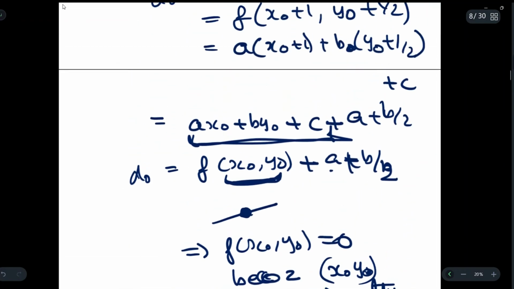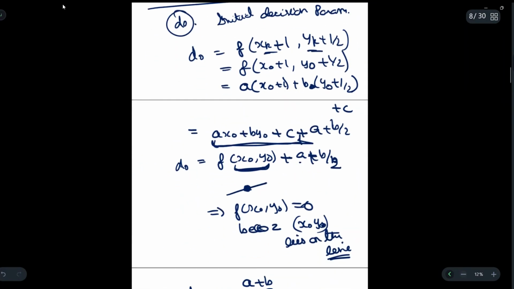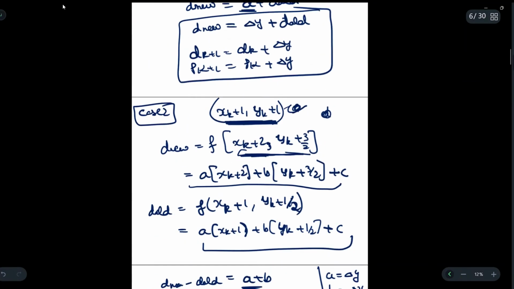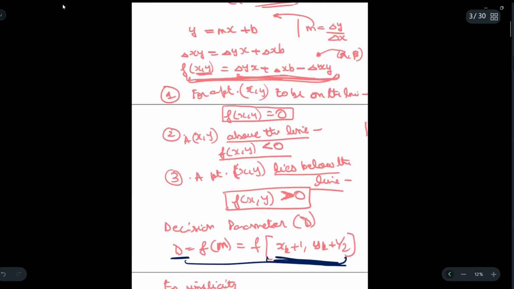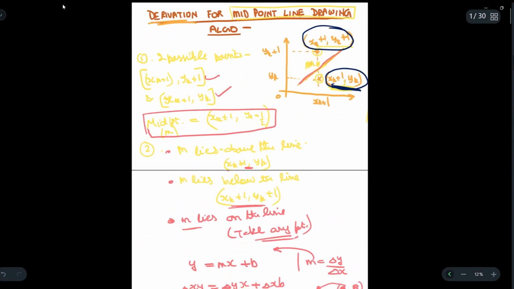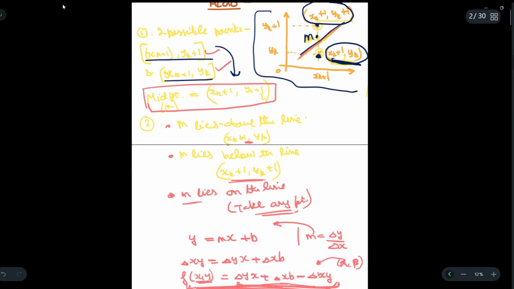I know it is a very big derivation and it will take you some time in order to understand it correctly. So let me start from the beginning and give you a brief overview of what we had done. So this is the starting. First of all, we had discussed and drawn the coordinate axis, in which we had considered a line and a midpoint was there, and the midpoint was of these 2 points, that is xk plus 1, yk and xk plus 1, yk plus 1, and from these 2 points we found out the midpoint. Now we discuss three scenarios.